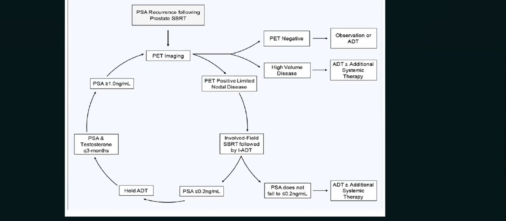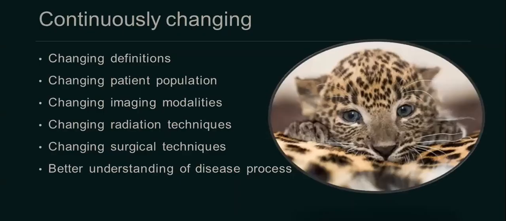And when would you stop that? That's when your PSA gets to less than 0.2, you hold your ADT, you keep testing your testosterone and your PSA. And once the PSA goes above 1 again, you re-image them and reclassify them. The idea here is that intermittent ADT helps with the side effects related to ADT and improves quality of life in these patients.